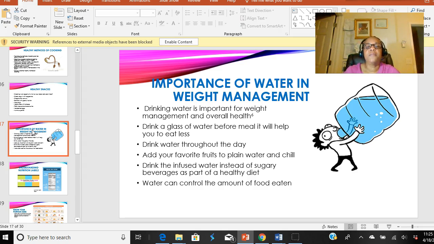Here's a good idea. Add your favorite fruits to plain water and chill. It tastes really good without added sugar. This is called infused water, and it can be aligned to a healthy diet. And again, water can control the amount of food eaten.